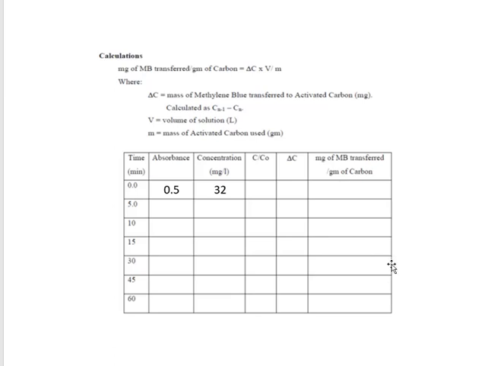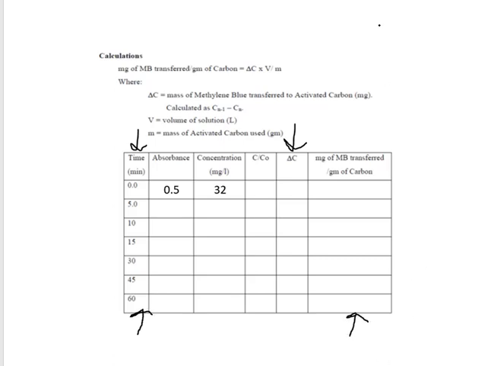Now in the last step, you have to prepare a graph using the two values. In the same graph you will plot time on the x-axis and C over C naught on the y-axis. The first graph will be between this value and this value, and then the second graph you will make between this value and this value. Same graph paper, right?